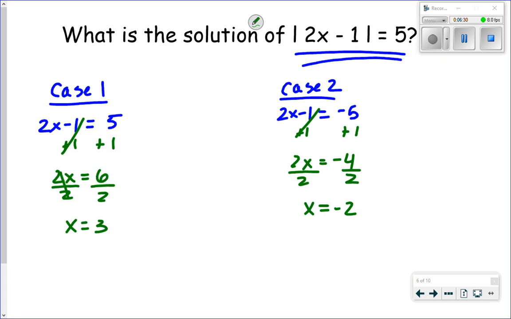Okay, the next thing we need to decide is, do we need to do a check step? So remember, there were two different parts to that. If there's no variables on the right-hand side, you do not have to do the check step. So 5 is by itself. There's no letters on the right. So that means I don't need to do a check step, which means these are both solutions to the equation. Again, I didn't do a check step because there were no variables on the right-hand side.